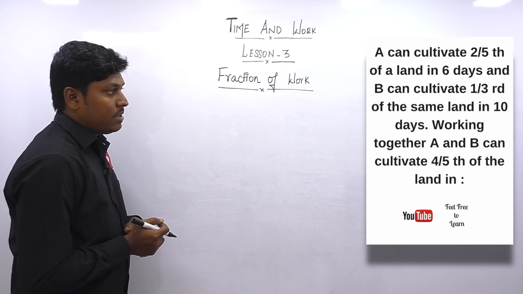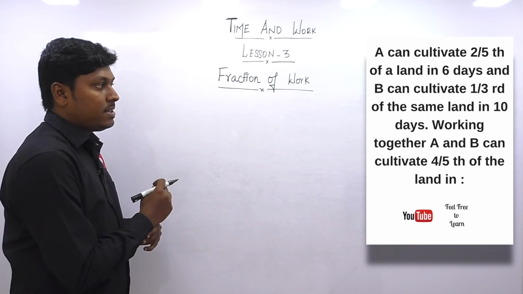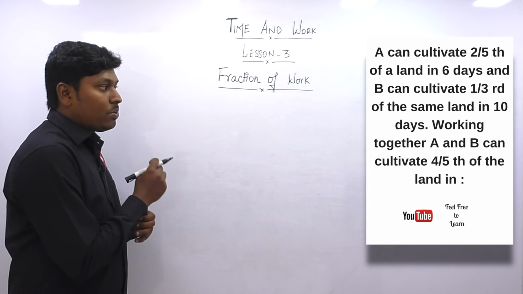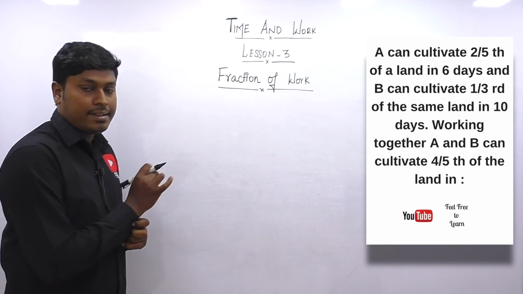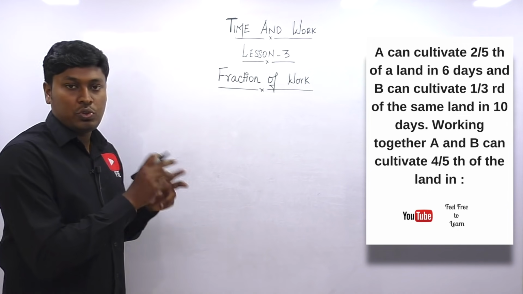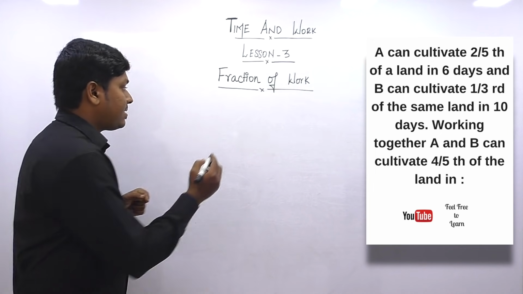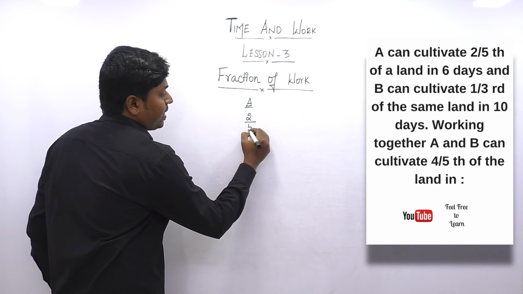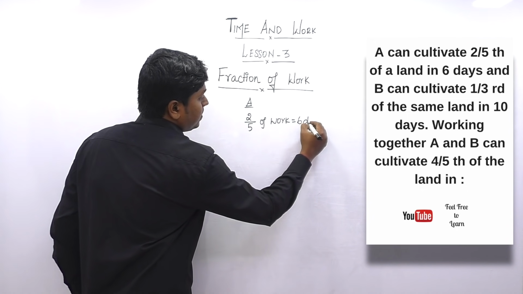Question number 6. A can cultivate 2 by 5th of a land in 6 days. B can cultivate 1 by 3rd of the land in 10 days. Working together, A and B can cultivate 4 by 5th of the land. So friends, interesting question. Listen here. First of all, they are talking about 2 persons. The first person is cultivating 2 by 5 of the land in 6 days. So A cultivates 2 by 5 of the work in 6 days.